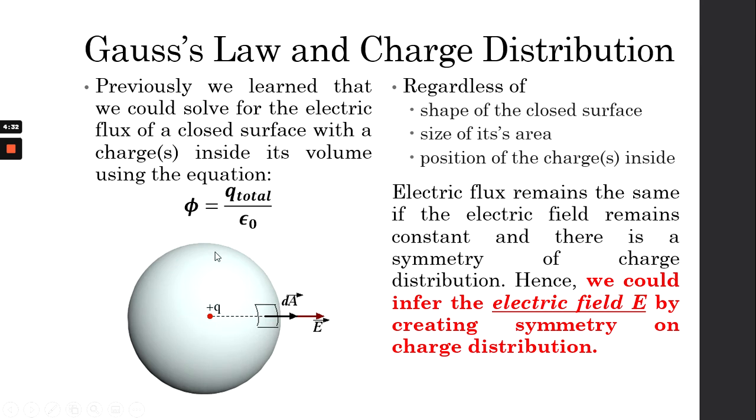So what that means is that despite Gauss' law talking about electric flux, meaning we use Gauss' law to measure electric flux, we can actually infer the electric field using Gauss' law. Meaning what we are going to do today is to use Gauss' law not to measure electric flux, but to actually measure electric field.